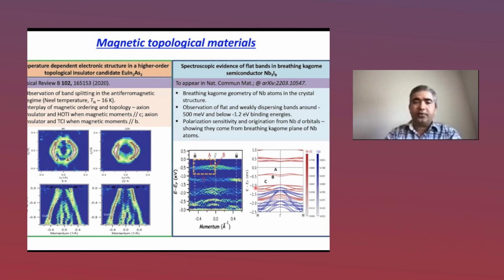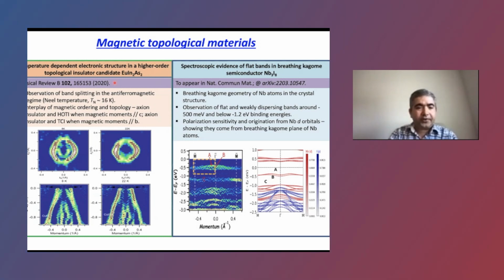Okay, so let me go to the magnetic topological materials. These materials are very hard in condensed matter systems right now. So we worked on a couple of systems. For example, first is UIn2S2. This material is theoretically predicted by a group to be a higher order topological insulator.